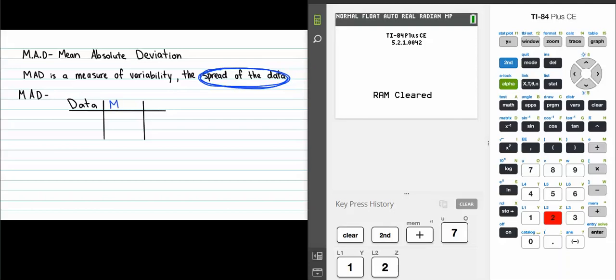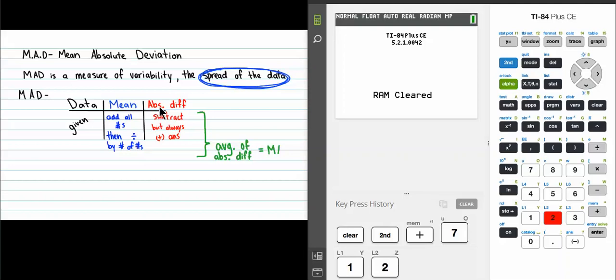Now here's how you actually do this process. It's a long process, a bunch of steps, but very easy steps. There's going to be 3 parts in this. The first part is your data, and that'll always be given to you, so you won't have to worry about finding that. The second piece is the mean. You'll need to find the mean, and to get that, you'll add all your numbers, and then you'll divide by the number of numbers. Next will be the absolute difference. Difference will mean subtract. Absolute value will mean always a positive answer.